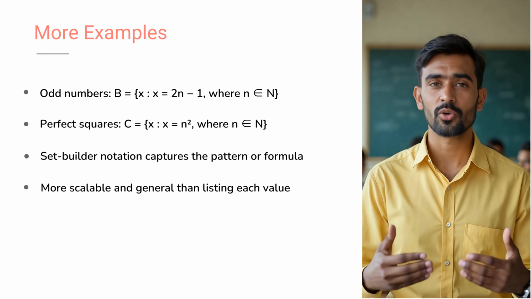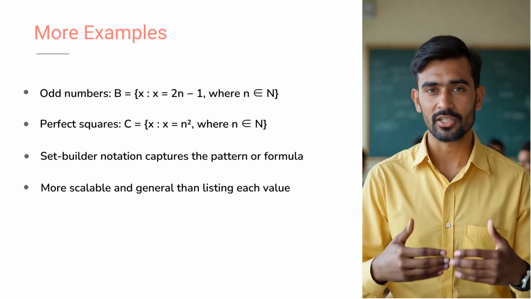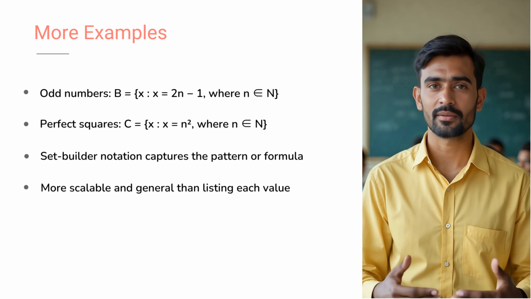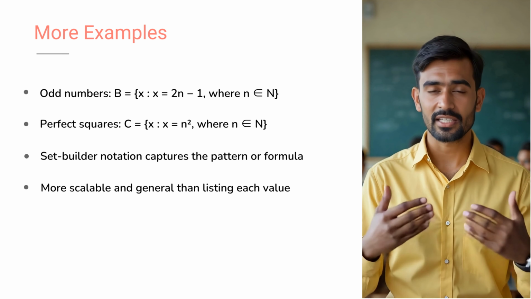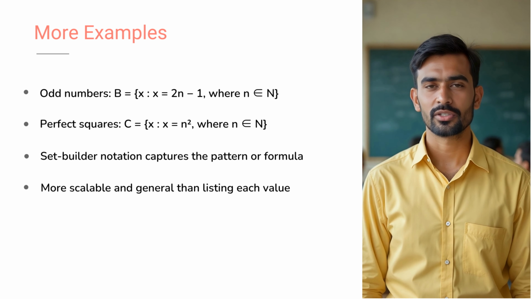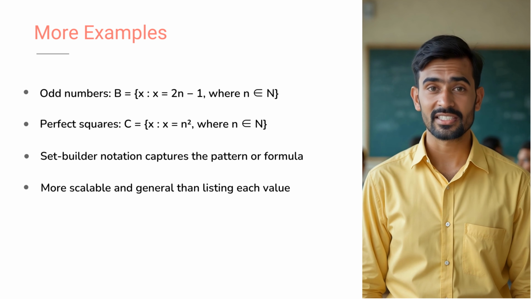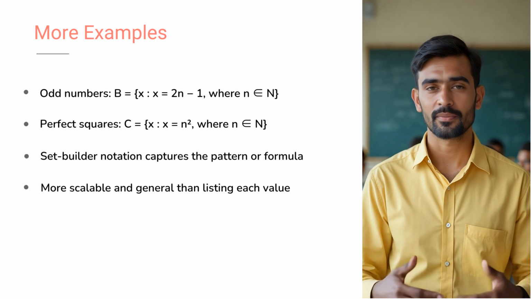Let's go through a few more examples. Suppose we want to define a set of all odd natural numbers. We write B equals braces x such that x equals 2n minus 1, where n belongs to natural numbers. This gives us the set 1, 3, 5, 7, and so on.